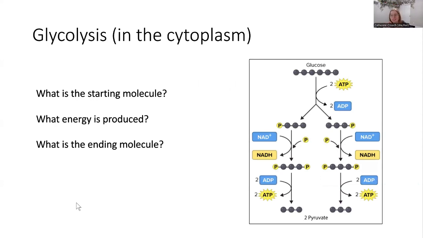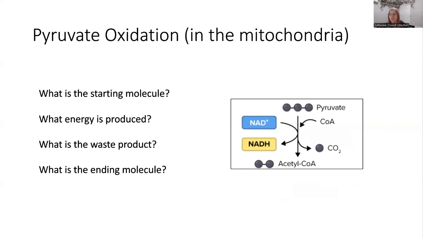After you did that, did you answer each of these questions in your steps? For glycolysis, what is the starting molecule? What energy is produced? And what's the ending molecule? For step 2, pyruvate oxidation, did you include the energy produced, the ending and starting molecule, and the waste products? We got to track those waste products.